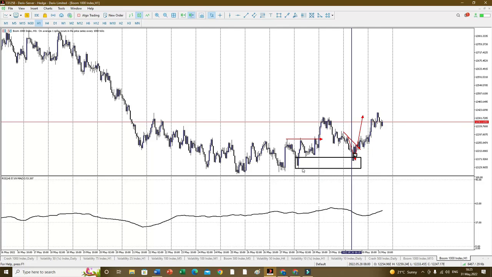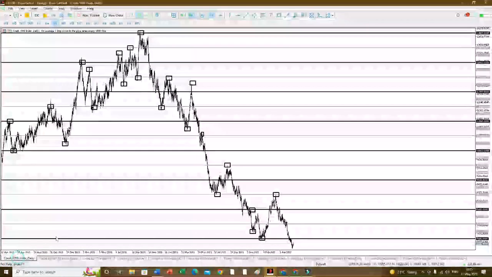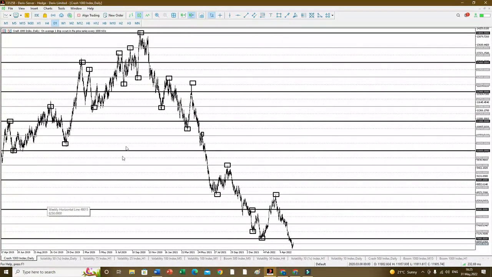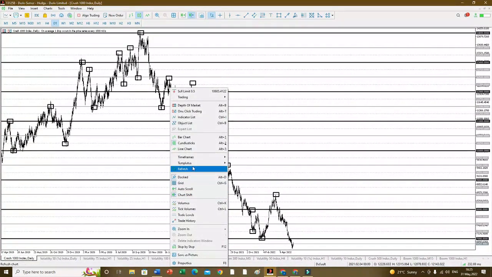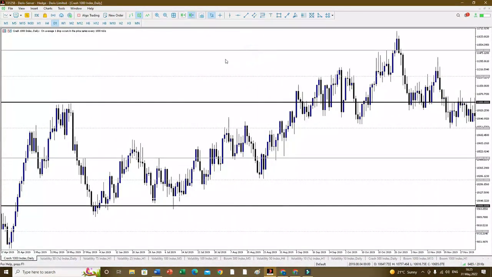Okay, so let me get to the psychological zones that I have to teach you. In the forex market, we have what we call naturally occurring support and resistance zones, where price is going to react from time to time. Let me get to maybe another instrument, maybe Crash 1000, then I get to show you.